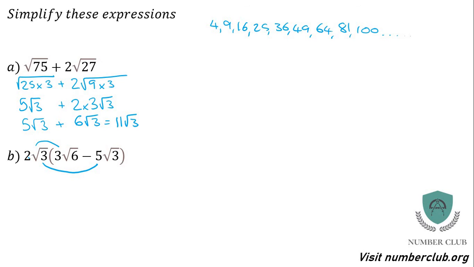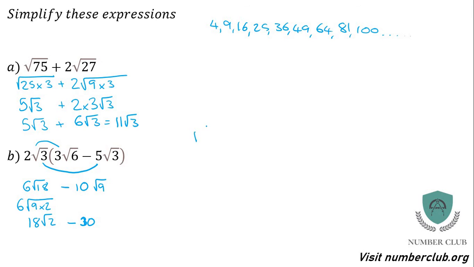Yes. So we've got 2 root 3 times 3 root 6. That is going to be 2 times 3 is 6, root 18, minus 10. Now, root 3 times root 3 is going to be root 9. Okay. That's 6 root 18. The highest square factor of 18 is 9. 6 times square root of 9 is 3. That's 18 root 2. And root 9 is just 3, isn't it? The square root of 9 is 3. So you actually end up with 10 times 3, which is 30. Okay? You end up with 30 there.